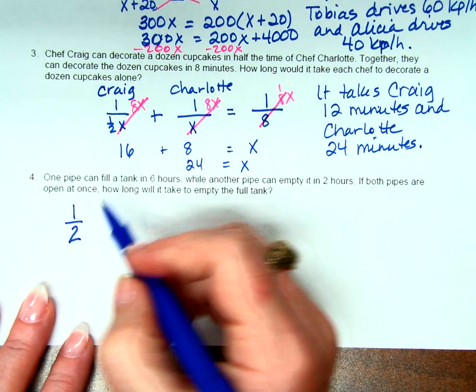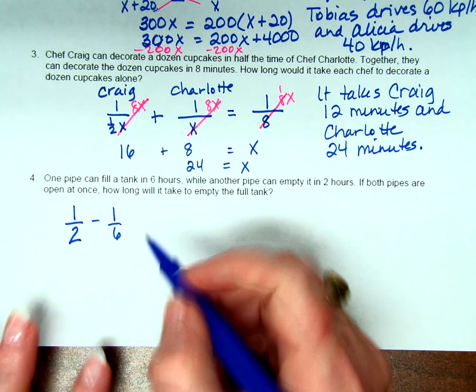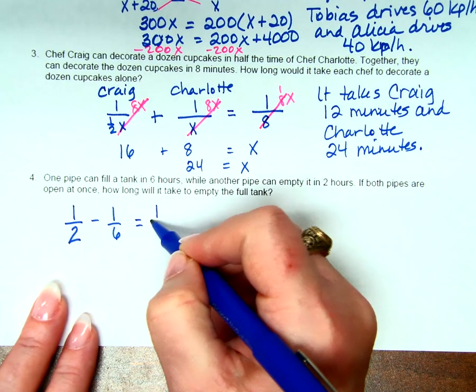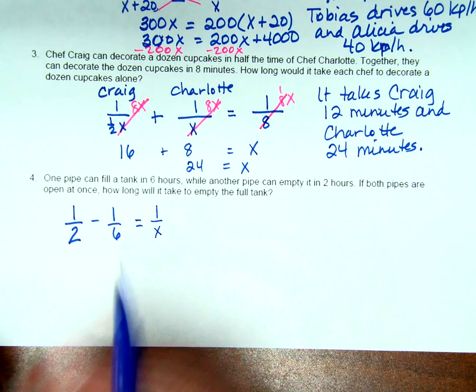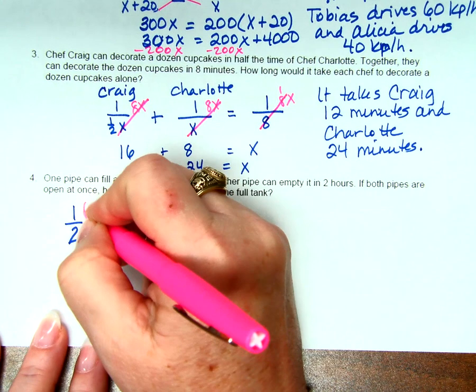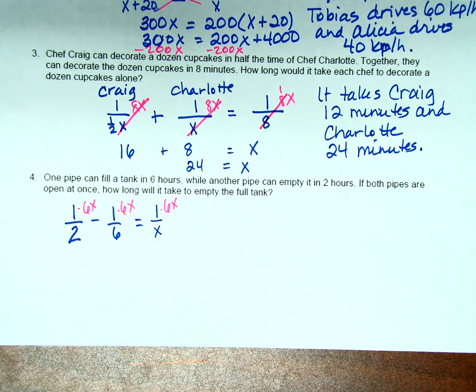1/2 minus 1/6. I'm not saying the 1/6 is the pipe that's emptying. I'm saying these two things are working against each other, and 1/6 is the smaller of the two fractions. Does that make sense? Okay. What is this going to equal? Over x, because that's what we don't know, right? That's what we don't know. So, in this particular problem, what is the common denominator? 6x, right? So, being a denominator assassin, I'm going to multiply each of the fractions by 6x.